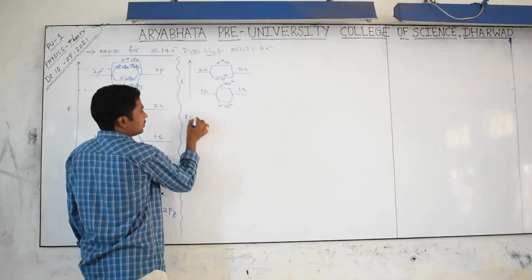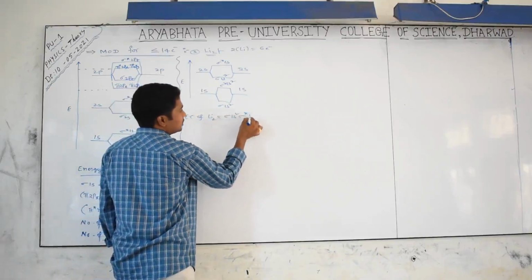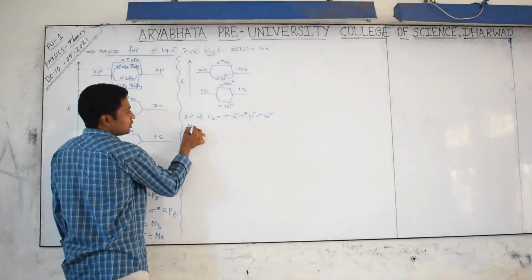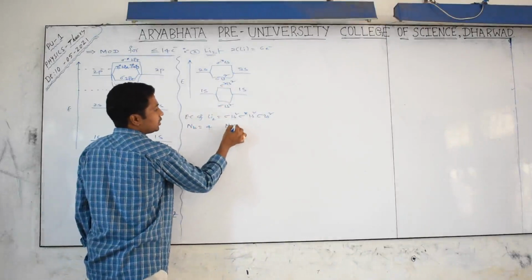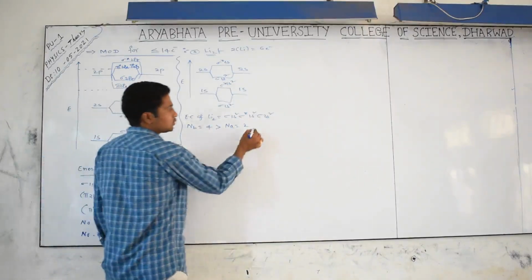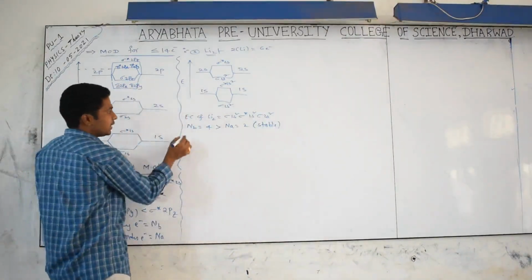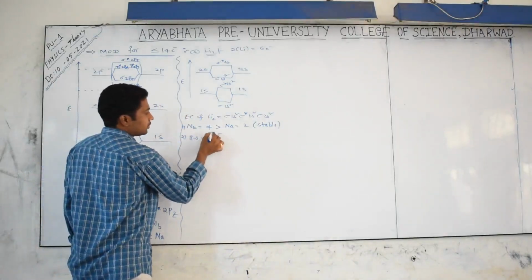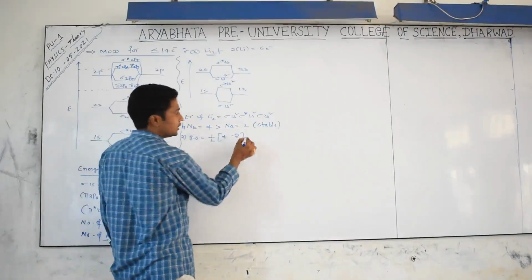What is the electronic configuration of the Li2 molecule? Sigma 1s2, sigma star 1s2, sigma 2s2. How many bonding electrons? 4 bonding, 2 plus 2. And how many anti-bonding? The star ones, 2 electrons. So now bonding is more than anti-bonding. That's why we can say it is a stable molecule and exists. And what about the second case? Bond order is half of bonding electrons 4 minus anti-bonding 2. 4 minus 2 is 2, 2 by 2 is 1.